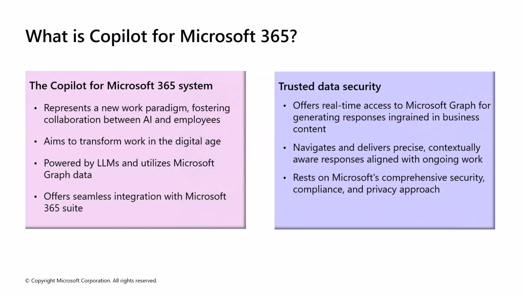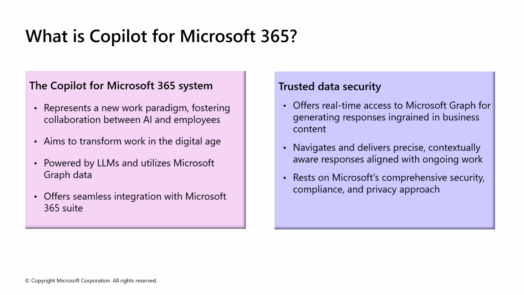So Copilot for Microsoft 365, what is it actually? In the Microsoft 365 system, Copilot represents a new work paradigm fostering collaboration between AI and employee, and the aim is to transform work in the digital age. This Copilot for Microsoft 365 is powered by LLMs, which are large language models, and it utilizes Microsoft Graph data. We're going to look at what Microsoft Graph data is. Then it offers seamless integration with the Microsoft 365 suite. So that's the basic definition of what Microsoft 365 Copilot is.